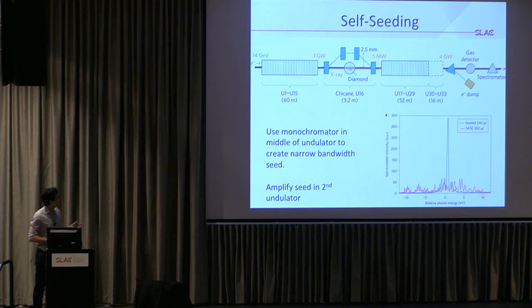And now you get to saturation, and your blue curve is this nice self-seeded X-ray FEL, right? And this way you can increase the spectral brightness by about a factor 5. Because of course your bandwidth is much narrower. You also pay a price in power because you're only using effectively half of the undulator for your FEL, where you're starting not from noise, but you lose a lot of power in the monochromatization process.